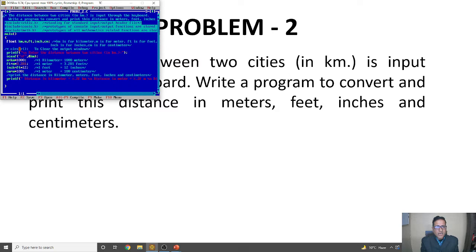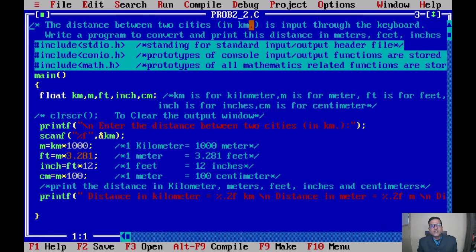Again we will press Alt and Enter. In this one I also try to write in the comments. The problem is: the distance between two cities is input through the keyboard, and write a program to convert and print this distance in meters, feet, inches, and centimeters. So we have this program up to these braces the same.